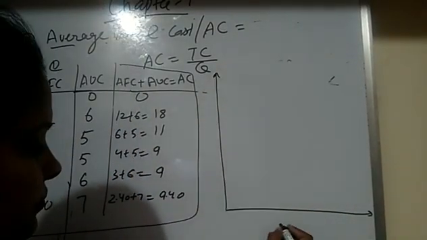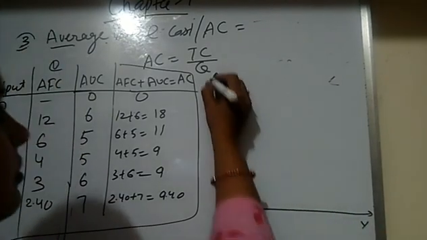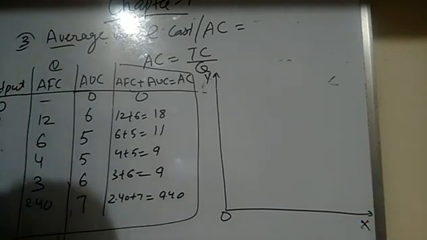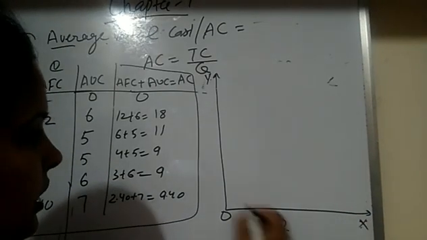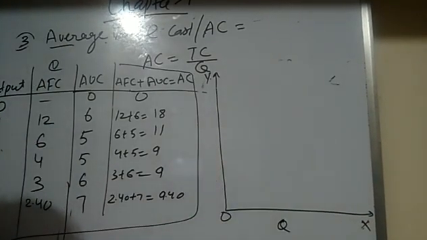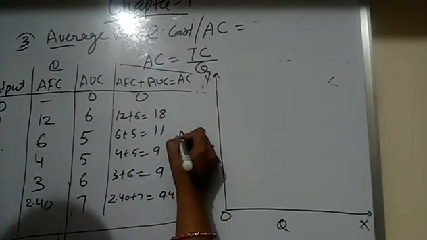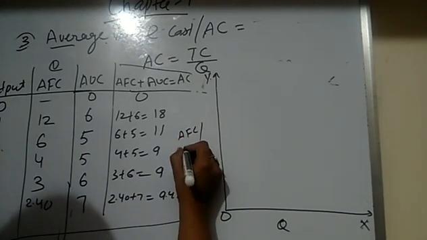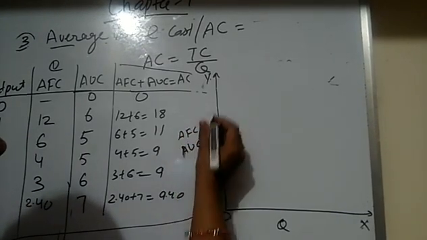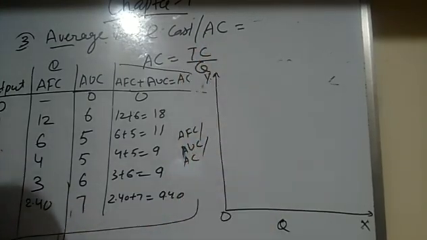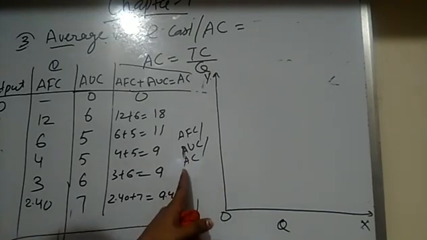Okay, so this is the y-axis and x-axis. So students, on this I am presenting quantity. Now I am taking all these three: average fixed cost, average variable cost, and average cost on this single graph. So it will be easier to understand this average cost and the relationship also.